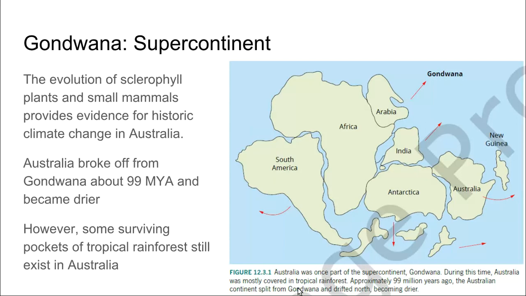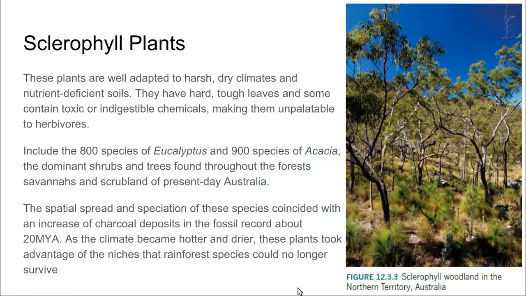The sclerophyll plants and the small mammals that I mentioned earlier do in fact provide evidence for historic climate change within Australia. And we know this because there are still some surviving pockets of tropical rainforest, but also some of the drier habitats that we do see within Australia.